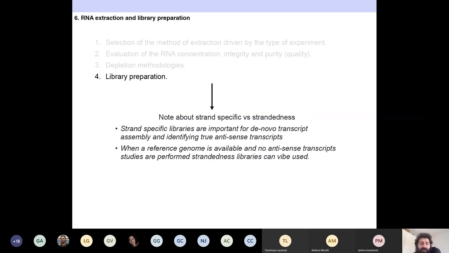And the last thing that I can say is that some companies, no matter what you ask, do strand-specific libraries, and you don't need to select, because it's easier for them to have one protocol than two. So at the end, if you can do it strand-specific for the same price, let's do it. It will save you a lot of problems. Okay.